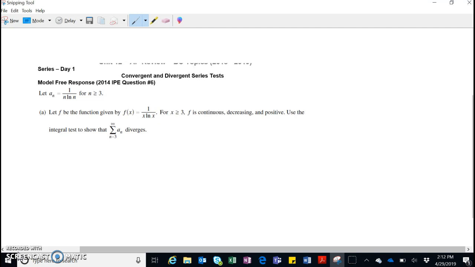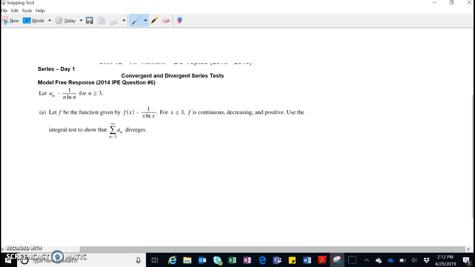Here we go though. We have a sequence here defined as 1 over n times the log of n for values of n greater than or equal to 3. In part A, we're given the function defined as 1 over x log x, and for x greater than 3, we're told f is continuous, decreasing, and positive. Use the integral test to show that our series diverges.